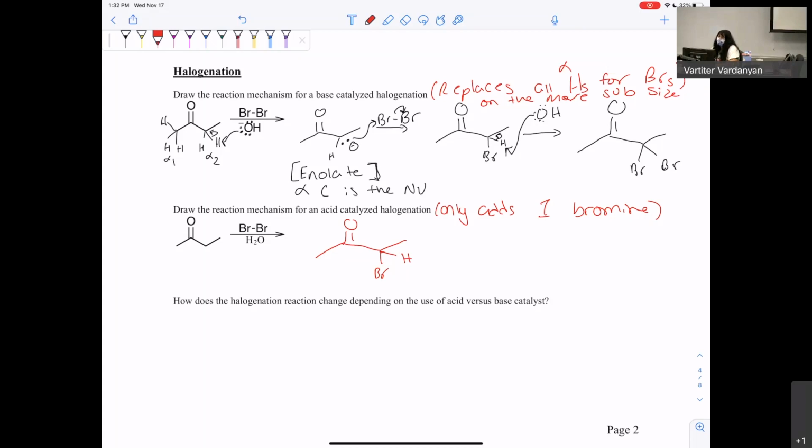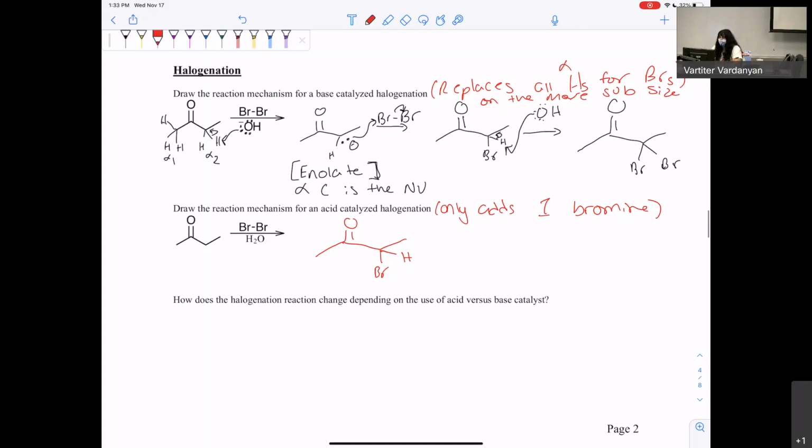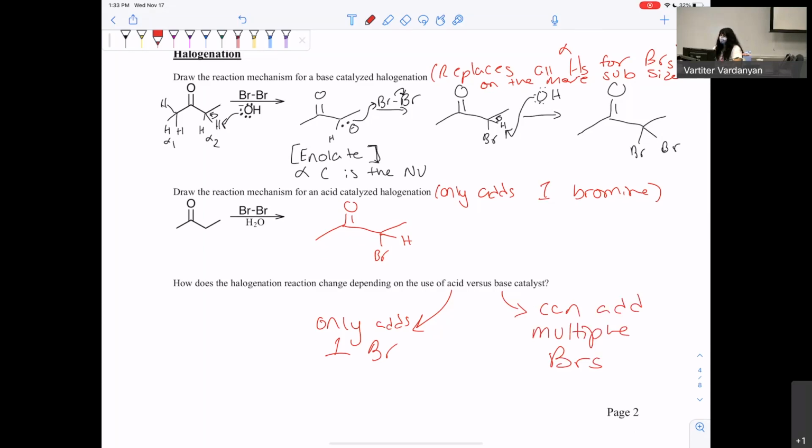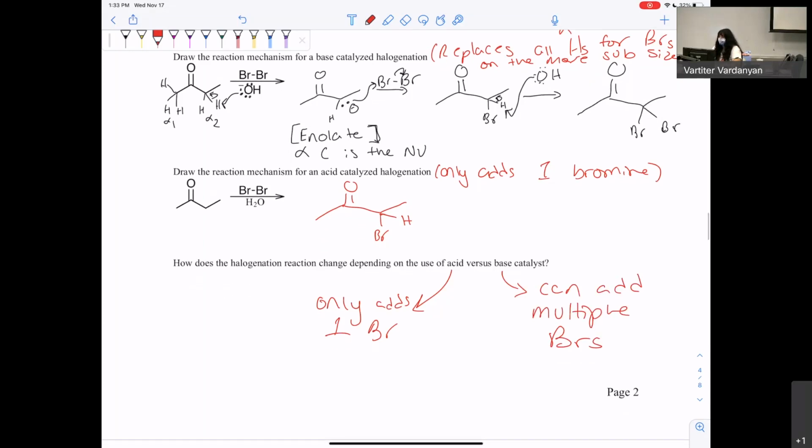Anyways, any questions on the difference between acid and base? If not, let's just very quickly answer this question at the bottom. How does the halogenation reaction change depending on the use of acid versus base? So we're going to say acid only adds one Br. And I'll say base can add multiple Brs. Oh, you can't see that. Just kidding.